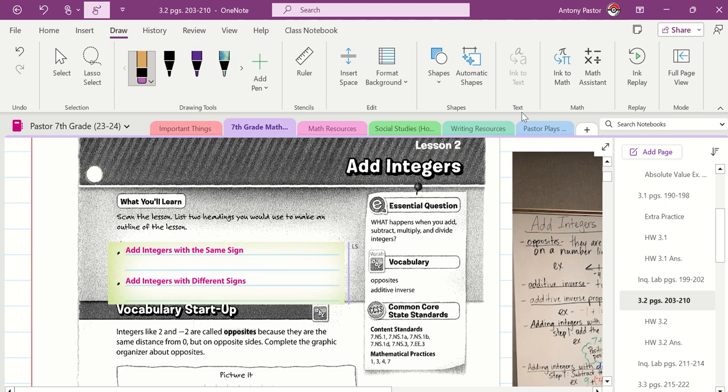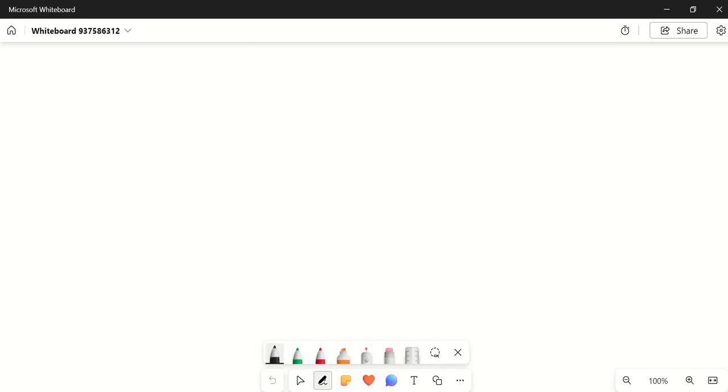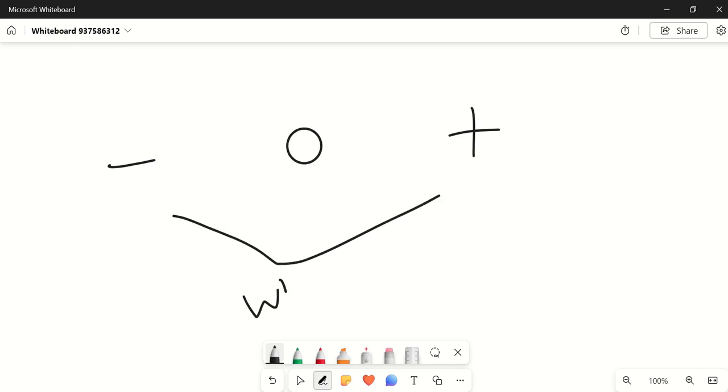This is chapter 3, lesson 2 for 7th grade. We are talking about integers. Now, the last lesson, again, as a review, all integers are negative, positive, whole numbers, and 0. Again, positive and negative whole numbers.